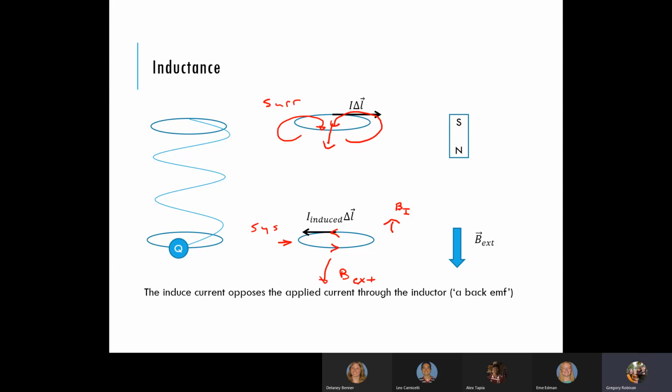The induced current opposes the applied current through the inductor via the back EMF. Okay. That's just words. You already know this. This is just application of Faraday's law. The only thing I want to do is I want to quantify it. So we're using the same principles that we've been talking about for the last couple of days.